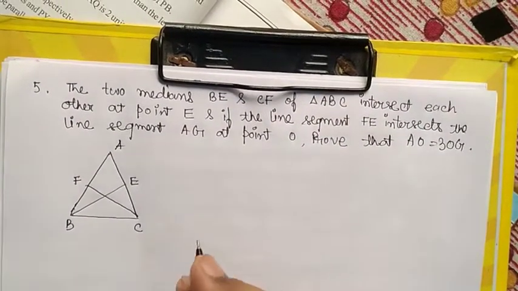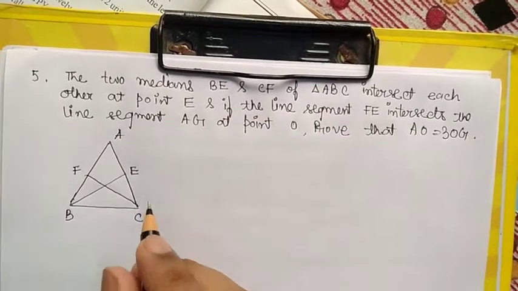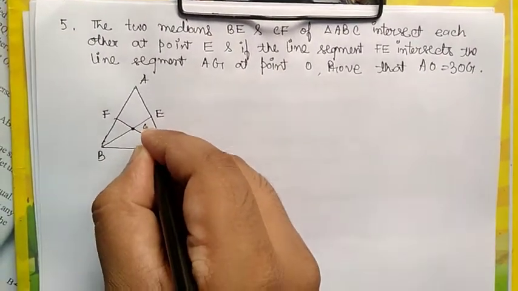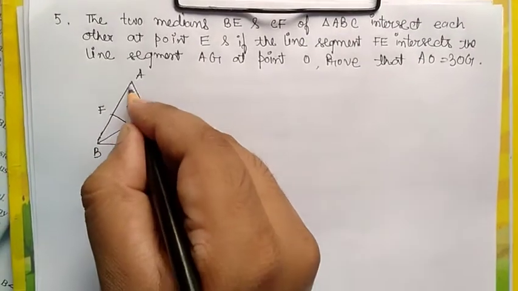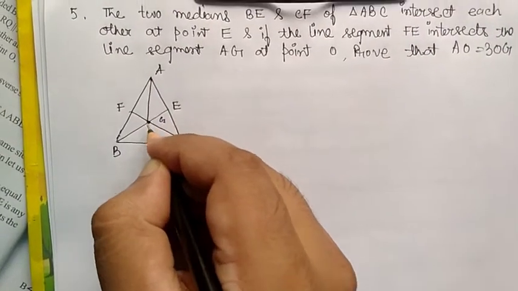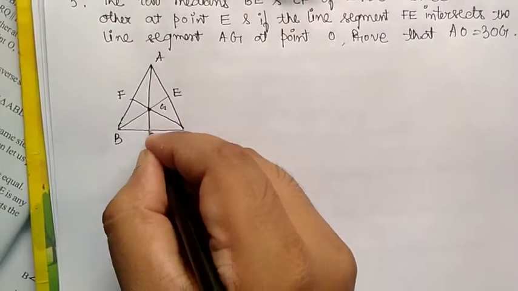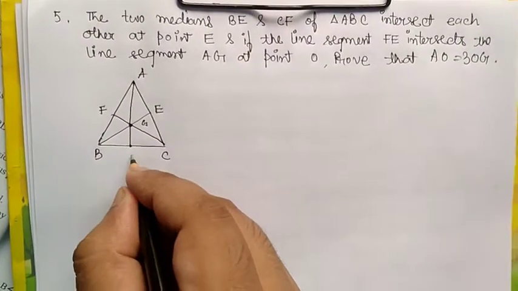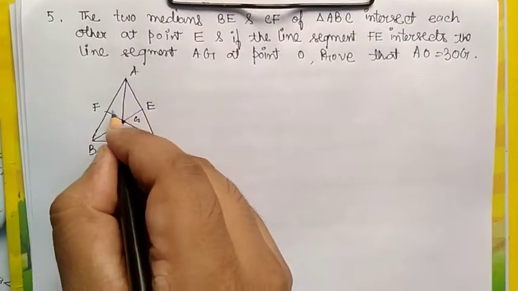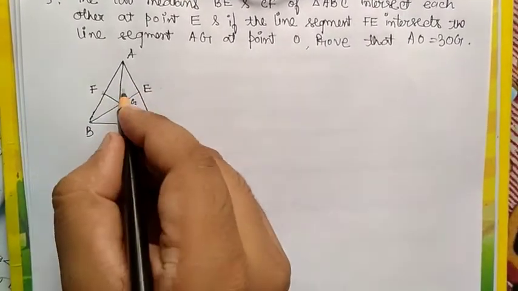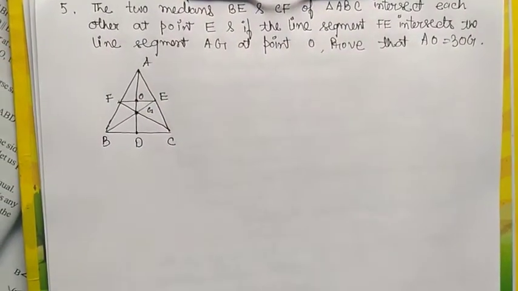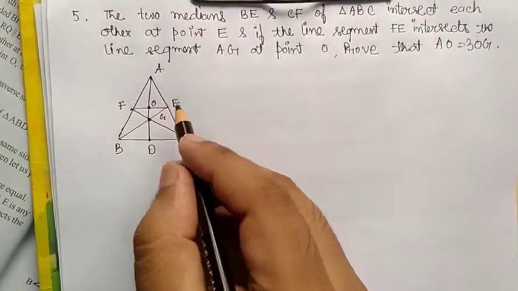Now these two medians intersect at the point G. First we have to draw a line which intersects G and bisects BC at point D. FE intersects AG at point O. From the question it is given, we know that. Now this is the diagram.